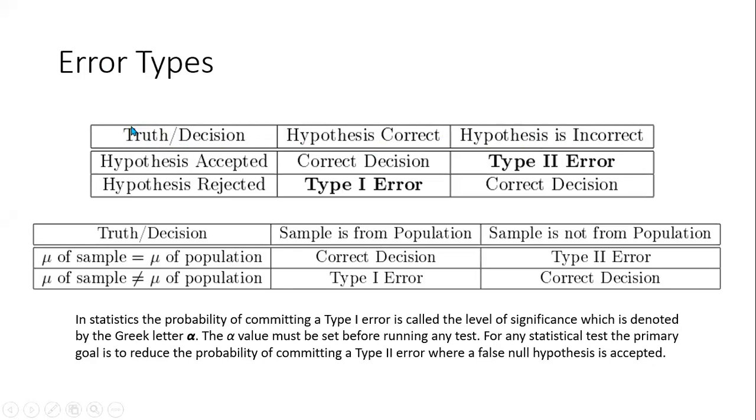Now, let's say that you have said that the population mean and the sample mean are the same. And let's say that is the truth. Okay. And for whatever test you have done, you have accepted that hypothesis. Okay. Now, if you have accepted that hypothesis and the hypothesis is actually correct, then you have taken the correct decision.